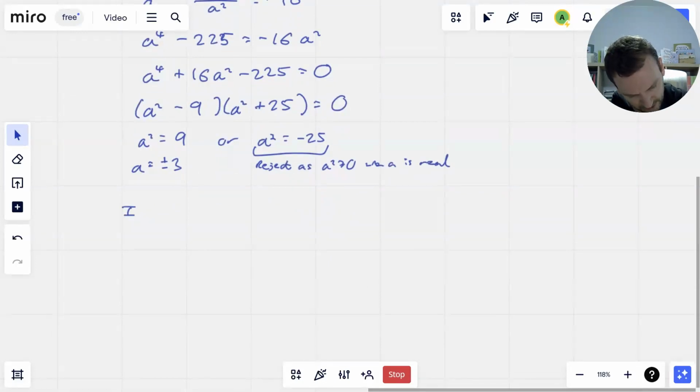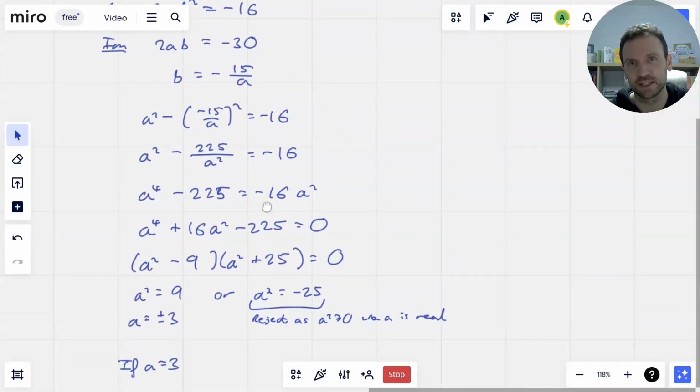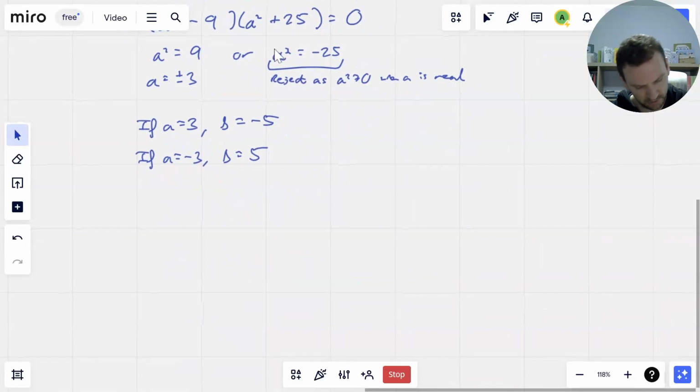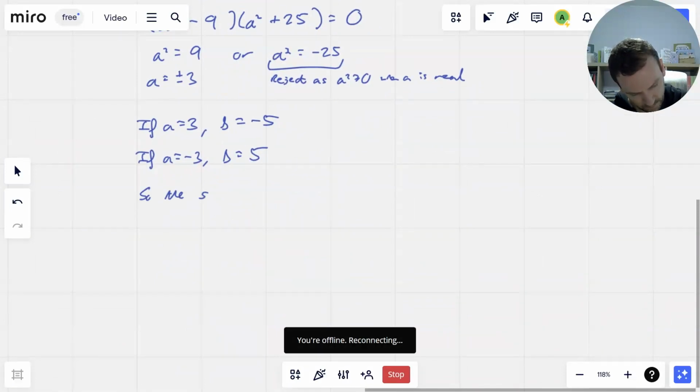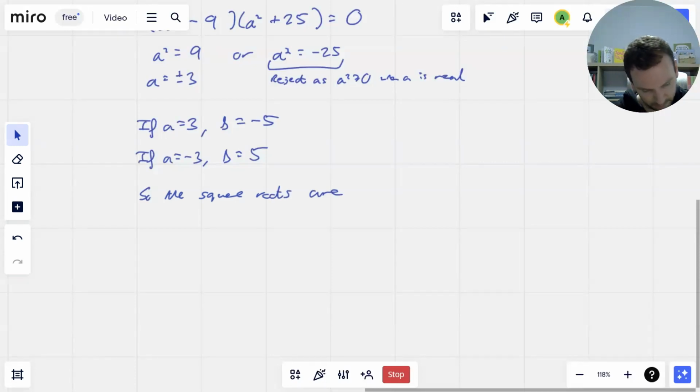So now, if a is equal to 3, let's work out what b is. Well, we've got a nice equation for b in terms of a, so we can just substitute that in there. We'll get b is negative 15 over 3, which is just negative 5. And if a is equal to negative 3, then b is going to be equal to 5, doing the same trick. So the square roots, we're just putting this in the form a plus bi, so 3 subtract 5i, and negative 3 plus 5i. And that's our final answer.